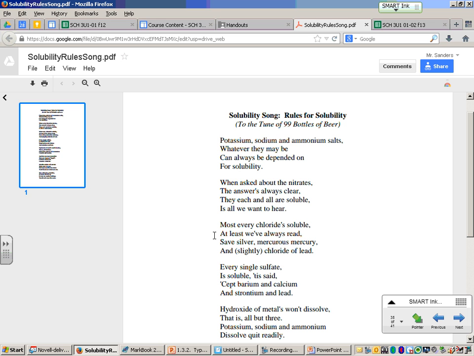Potassium, sodium, ammonium salts, whatever they may be, can always be depended on for solubility.